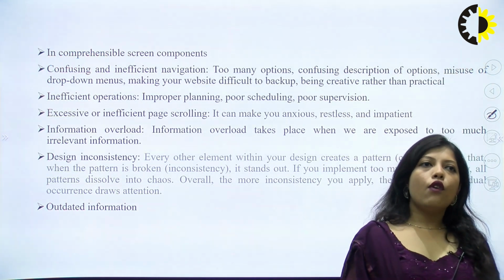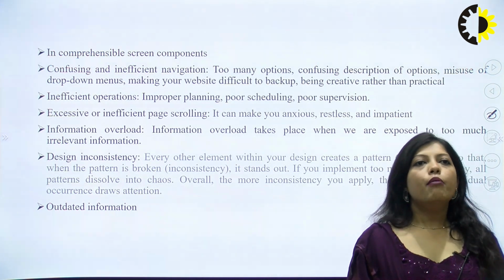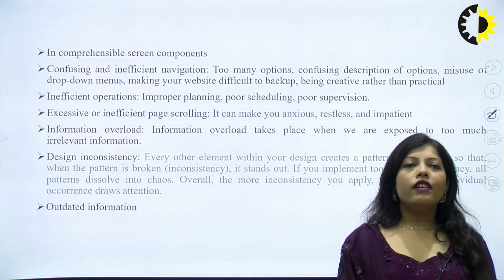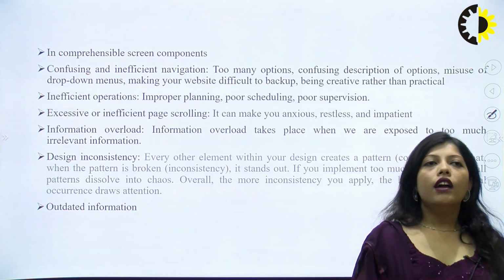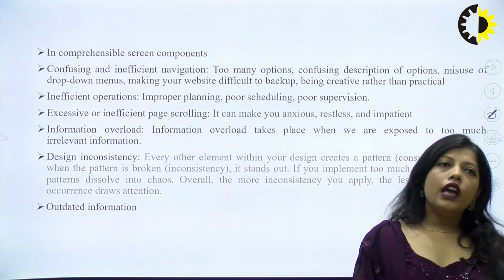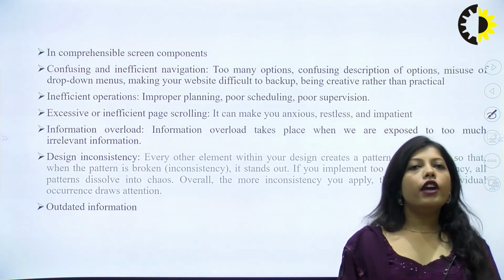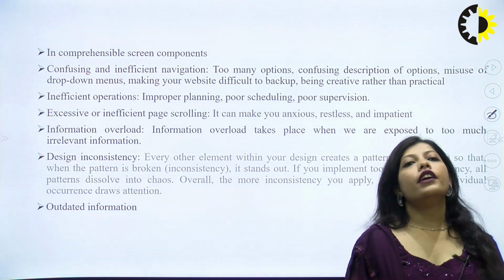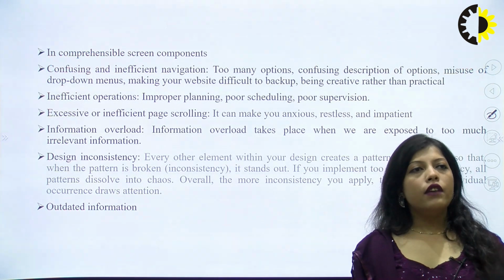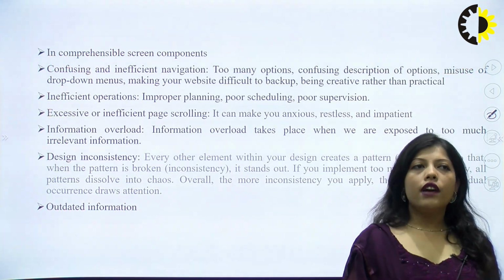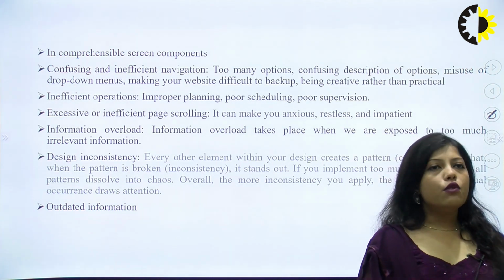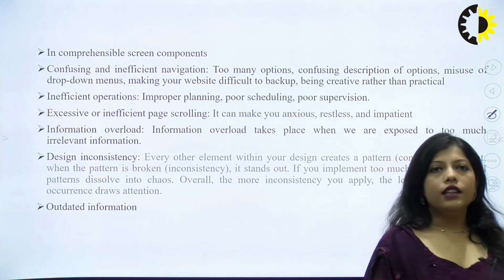Next is excessive or inefficient page scrolling. Excessive page scrolling means the user can be confused, restless or impatient by continuously scrolling the page. Next is information overload. Information overload takes place when we are exposed to too much irrelevant information. So we must make sure that the information is relevant to the user, and we should avoid the irrelevant information. Because of irrelevant information, the user can be confused or distracted.